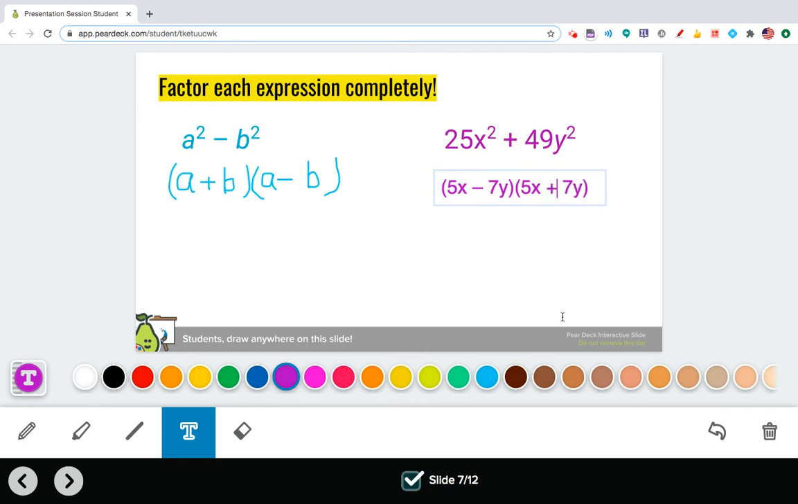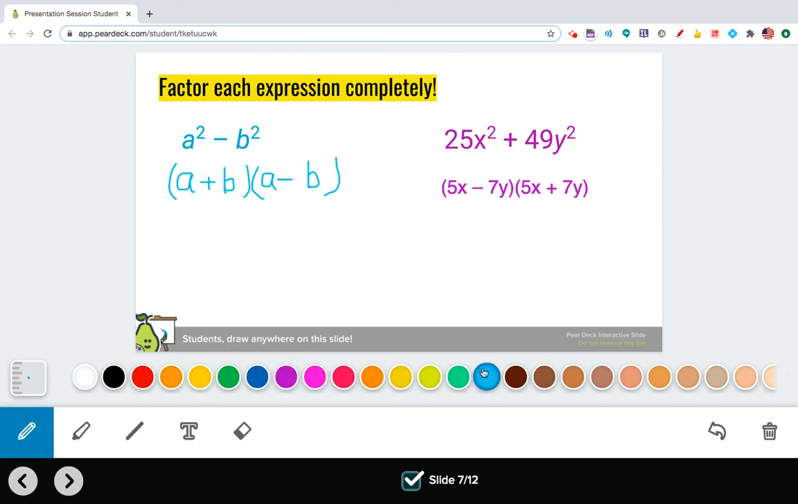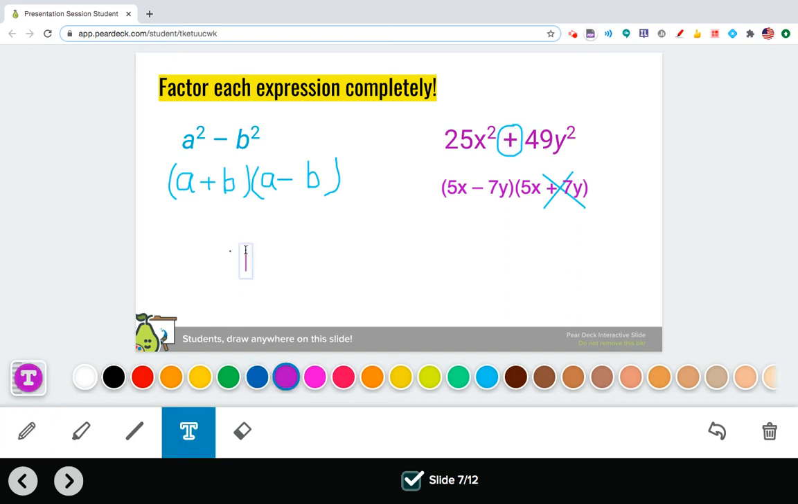And sadly, they will lose credit for their work. This will be incorrect, sadly, because there's something important that they missed in this problem. They missed that this was a plus sign, and we always need a minus sign. So pay special attention to the fact that we're calling this the difference of perfect squares. So we need a minus sign and two perfect squares.